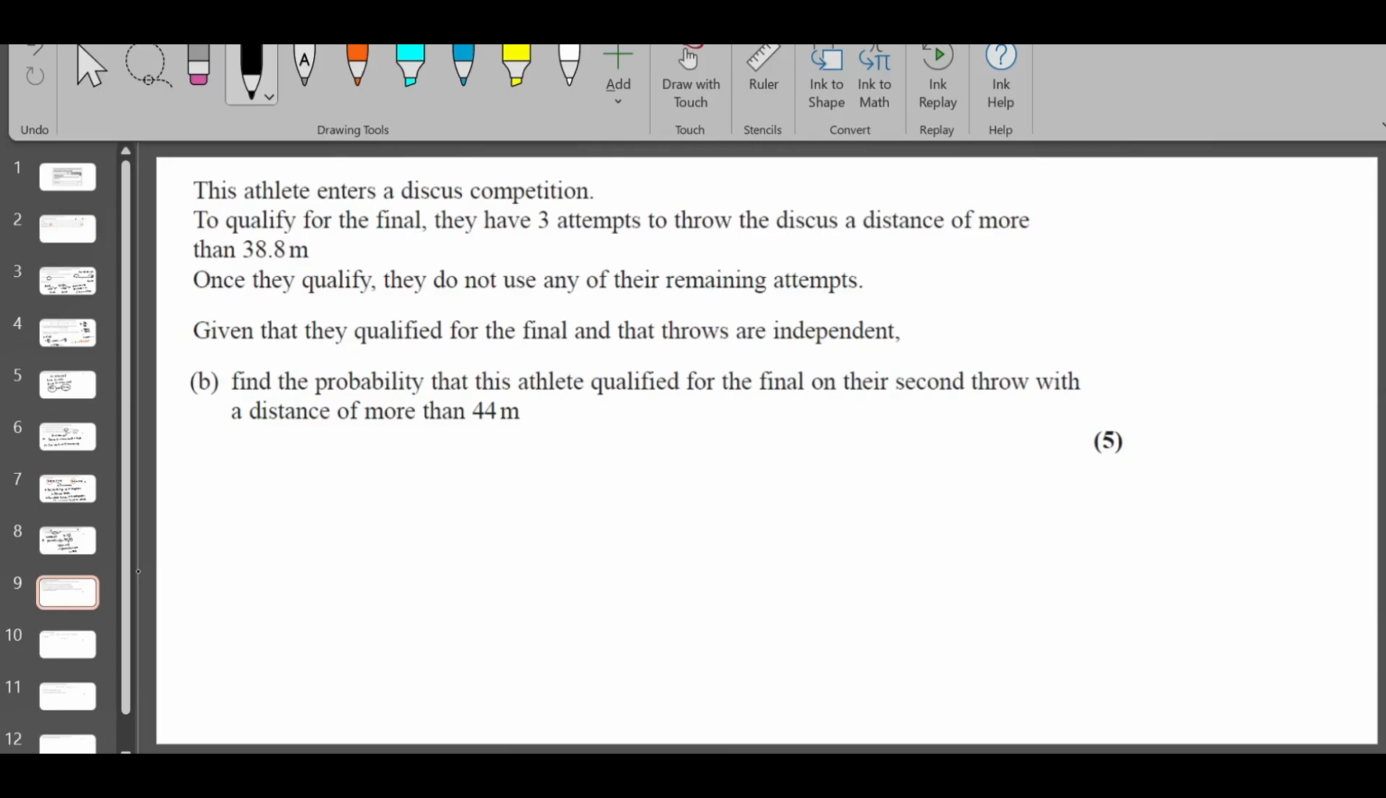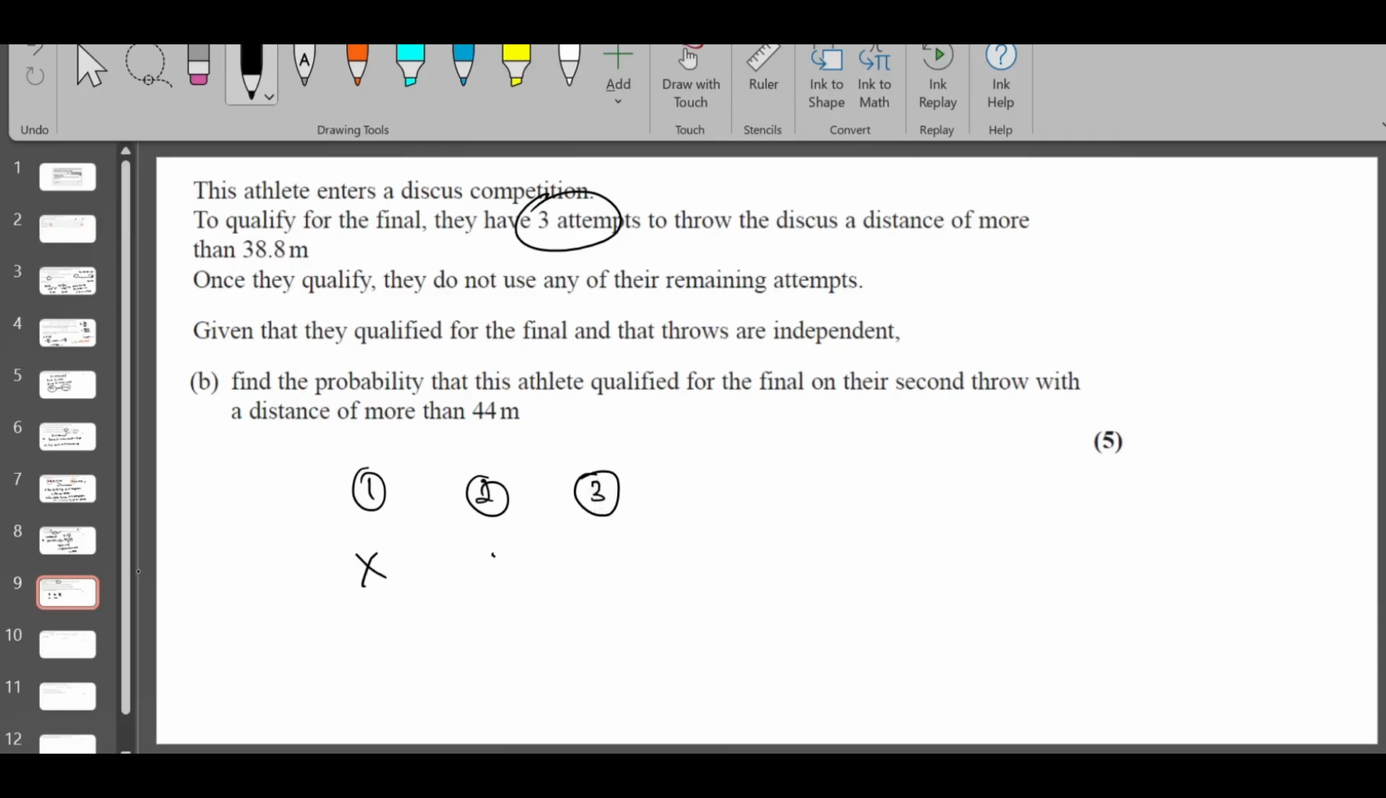An athlete enters a discus competition. To qualify for the final, they have 3 attempts to throw the discus a distance of more than 38.8. Okay, they have 3 attempts. Once they qualify, they do not use any of their remaining attempts. That means in the first attempt itself, if they throw more than this distance, they don't need to use the second and third. Let's say in the first one they failed, they can use a second attempt, and if they throw more than 38.8 here, they don't use a third one.